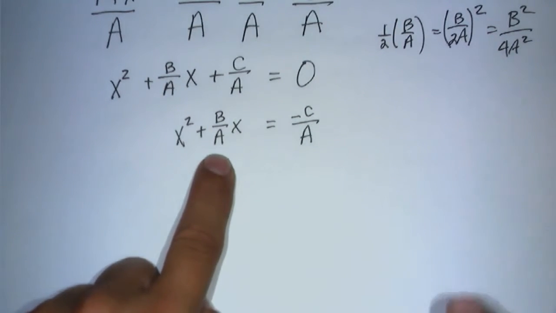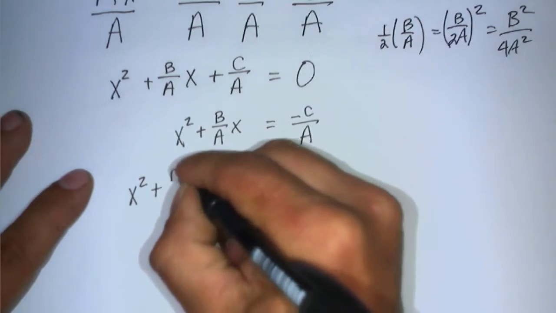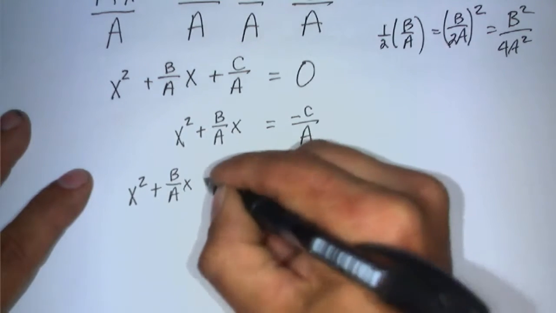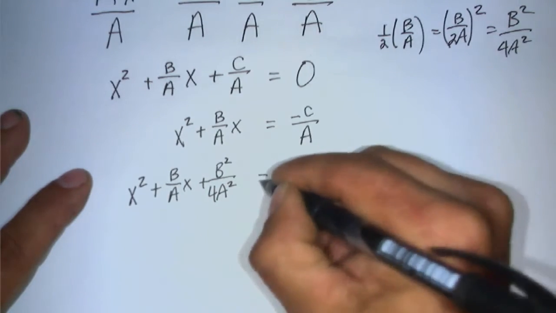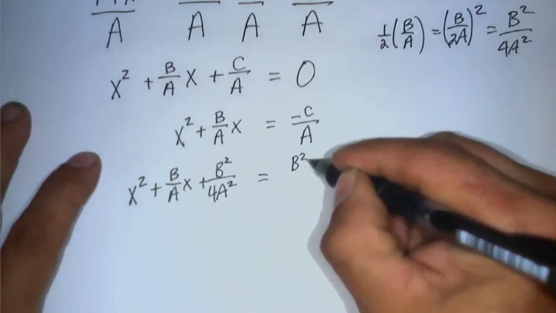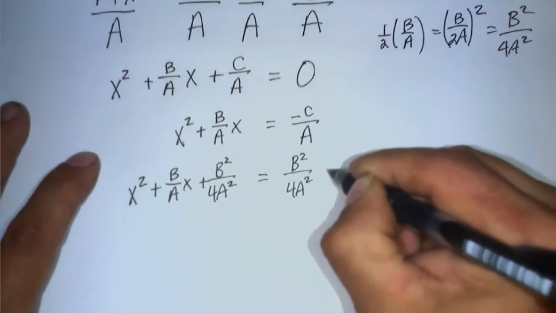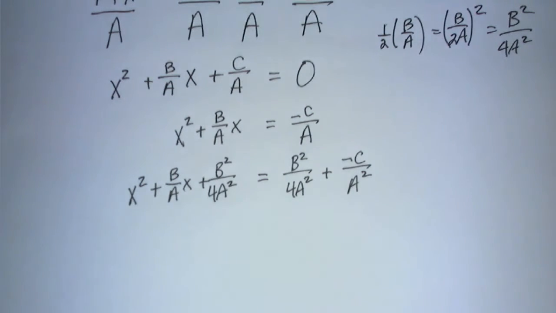So we're going to add b squared over 4a squared to both sides. So we'll have x squared plus b over a x plus b squared over 4a squared is equal to, now instead of adding it on this side, I'm going to put it in front, b squared over 4a squared plus negative c over a. Okay.